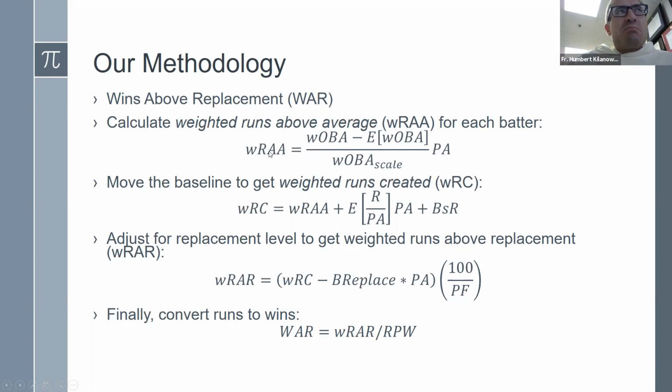But you don't want league average. So if you add in the baseline of the league average runs per plate appearance, then here we add base running components. This gives weighted runs created. We compare this to replacement level now by including the park factor also to get runs above replacement. And then by dividing by the number of runs per win, we get wins above replacement. So weighted on base average is our main statistic that we calculate for each player, and that turns into wins above replacement.